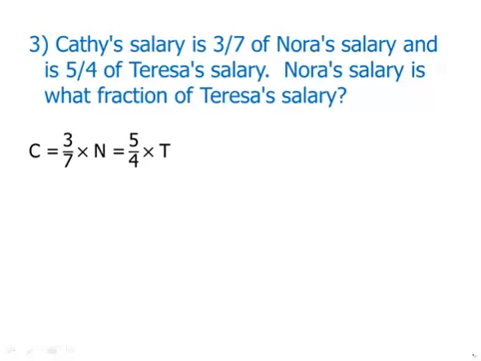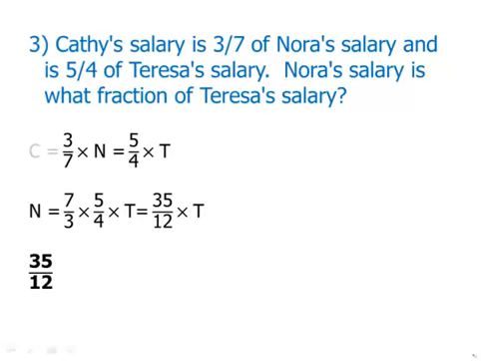Now notice that the question is asking us to relate Nora and Teresa's salary. So really C is irrelevant. Really that part of the equation drops out, and we just want to compare Teresa and Nora. And we want Nora's salary is what fraction of. So we want Nora by herself, and we want a fraction times Teresa. So to get Nora by herself, we have to multiply by the reciprocal of 3/7. That would be multiplying by 7/3. That would get N by itself. We just multiply, and we get the fraction of 35/12.